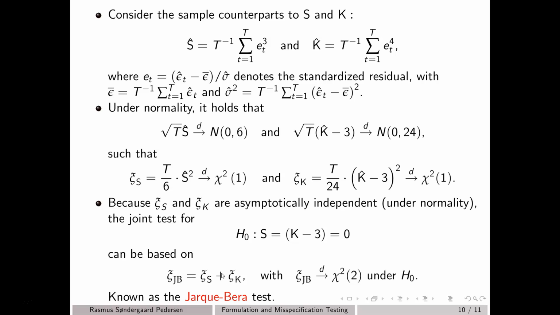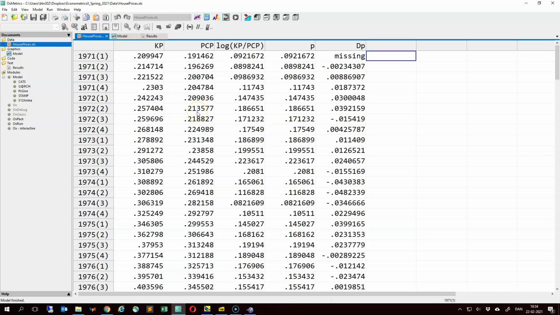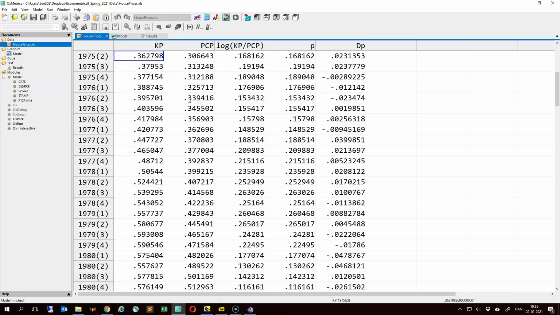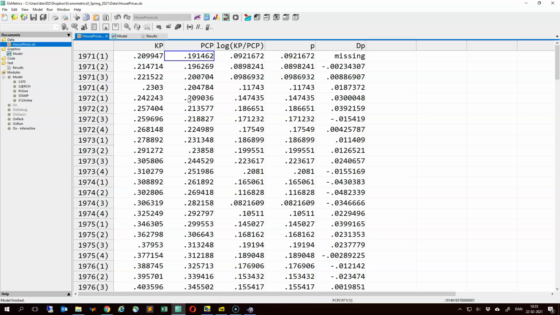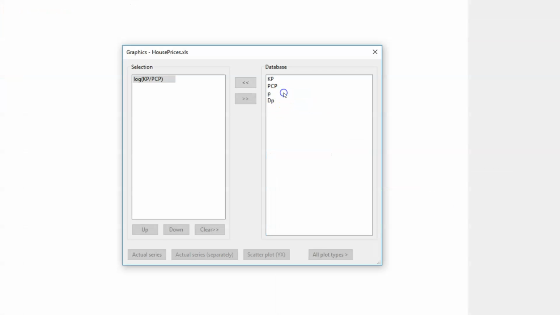Let us consider a simple example for the real house prices in Denmark. So this dataset here contains the house prices and the consumer price index for the Danish economy from the beginning of the 1970s until 2004. So this is quarterly data. Based on these two series, we may construct an index for the real house prices given by the log of the house prices divided by the consumer price index. We can consider this series here and its first difference.